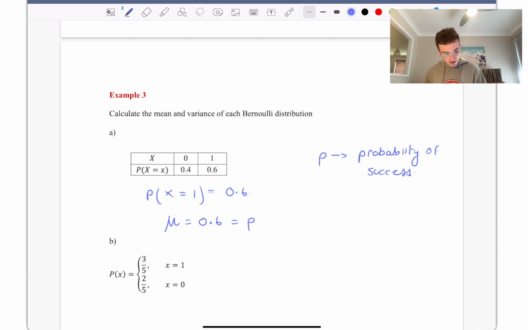Okay, now we want the variance. So the variance is just equal to the formula. We're just looking at 0.6 times 1 minus 0.6, which is 0.24.